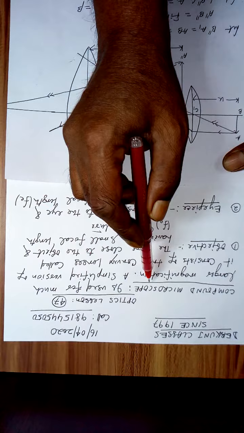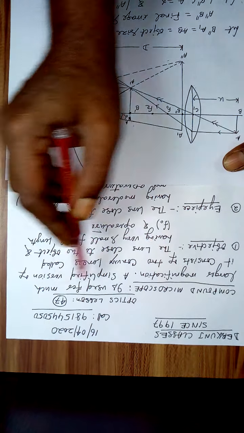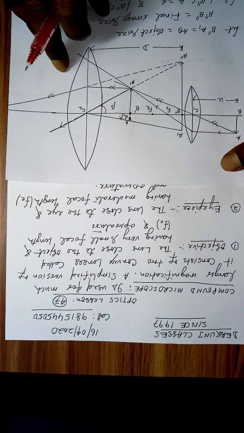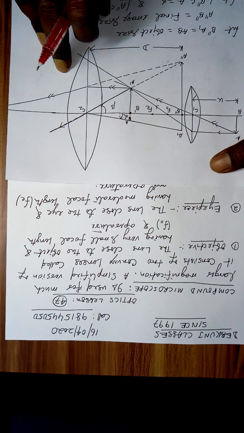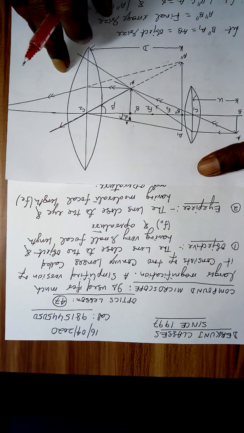Now let us derive the expression for the compound microscope in lesson 47, optics. A compound microscope is used for much larger magnification. The magnification here is more as compared to the simple microscope, which we discussed in the previous lecture.